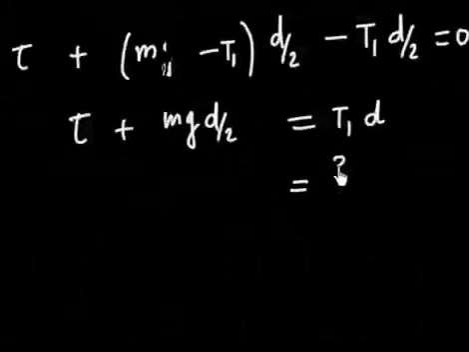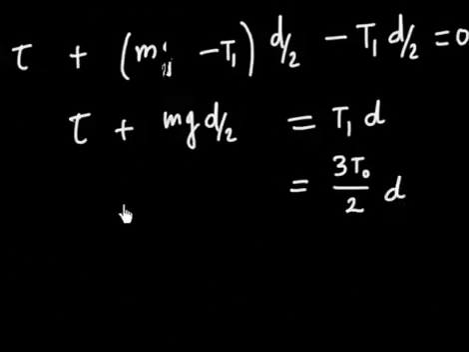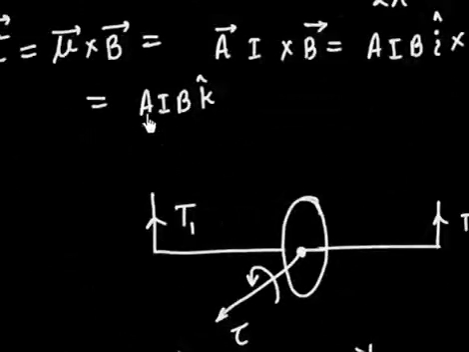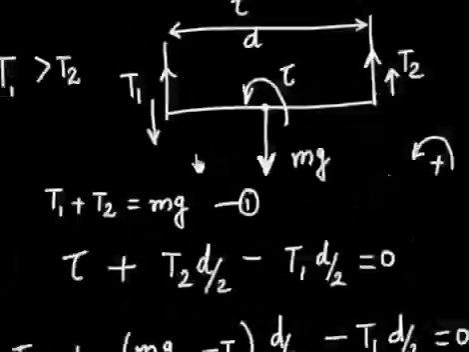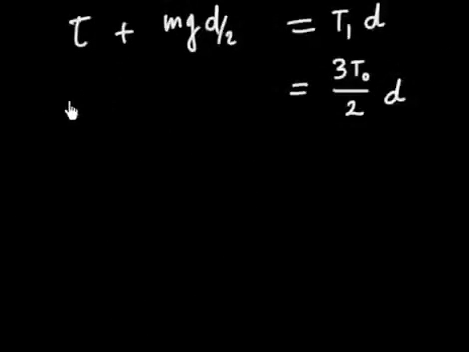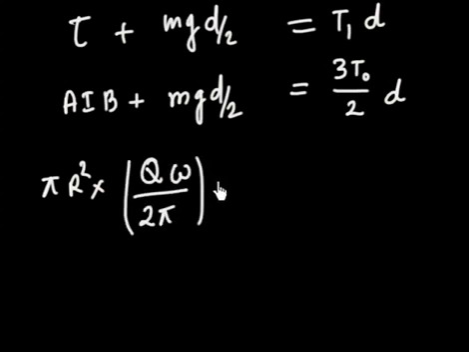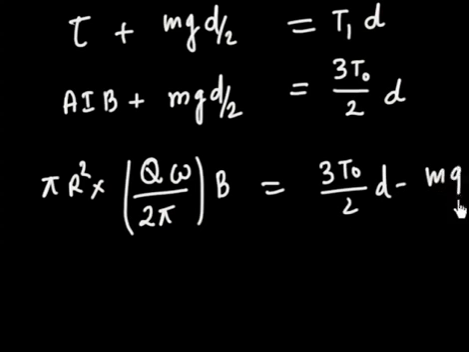So if I plug this value here, the maximum is 3T0/2 into d, and tau we have already calculated. So what is this tau? Tau is A I B. Are you getting? I need only the magnitude. So A I B plus mg into d by 2. Now what is the value of I and what is the area? Area is nothing but pi r square. And current is total charge q, and the time required to flow is 2 pi by omega. So this current into B is equal to 3T0/2 d minus mg d by 2.